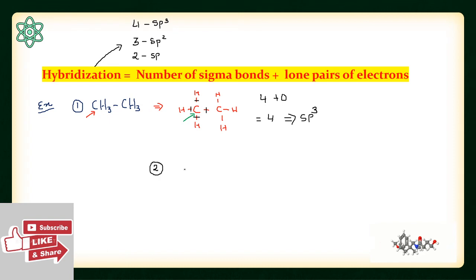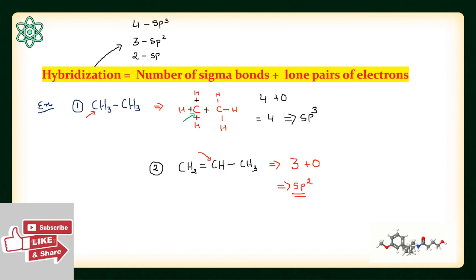Example 2. CH2 double bond with CH single bond with CH3. We are told to find the hybridization of the second carbon atom. It is very simple. First step, just count the total number of sigma bonds. When you count, you get 1, 2, 3. Answer is equal to 3, plus there is no lone pair, equal to 0. So hybridization of that carbon atom is sp.